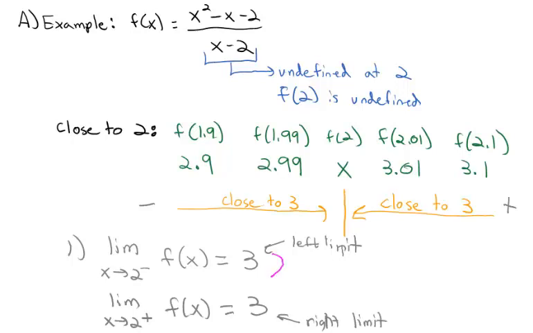What's important is that both of these are the same. Coming in from the left side, coming in from the right side, both sides seem to be approaching the same value. And so what we will do is say the limit as x approaches 2, as x gets closer and closer to 2, of f of x, the entire function from both sides, is getting closer and closer to the number 3. And that's because both sides are the same.